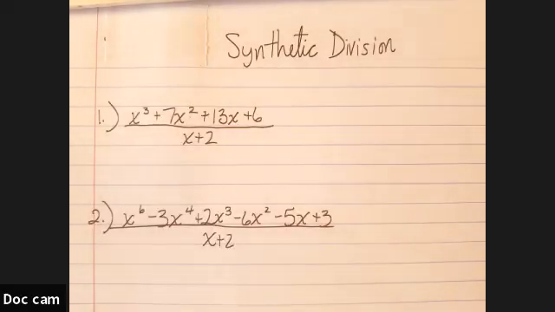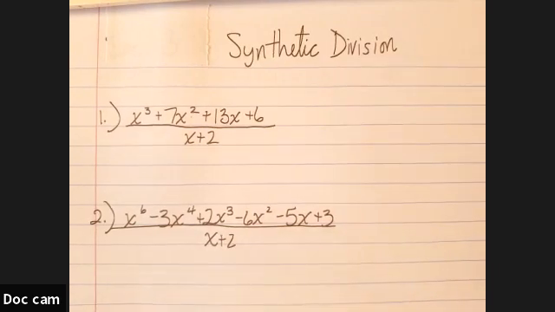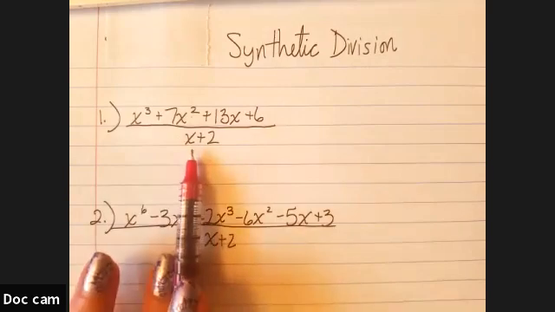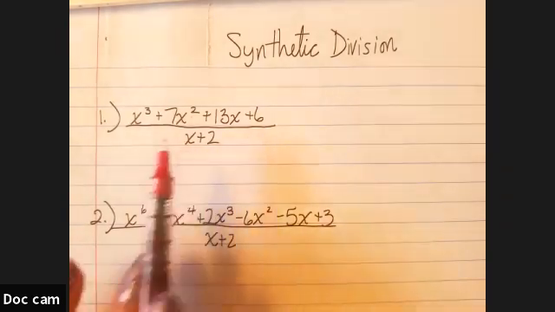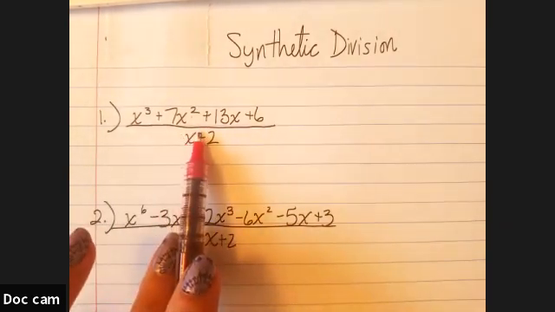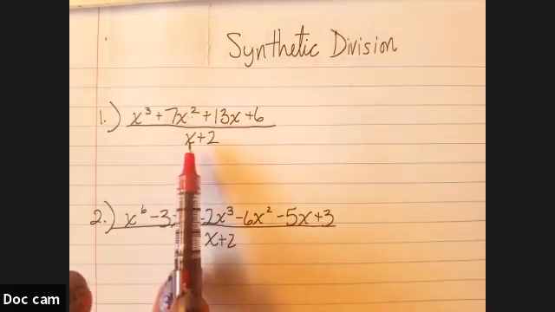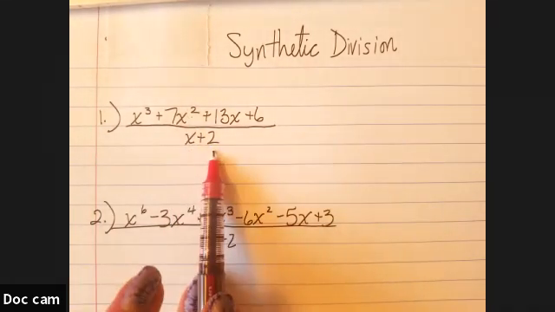All right. I'll start with synthetic division. This is a shortcut for dividing a polynomial by another polynomial. It only works when the polynomial in the denominator is a binomial, so it has two terms, and the first term is just x. So it can't have a coefficient in front, it can't have an exponent. So it's just x plus or minus a constant.